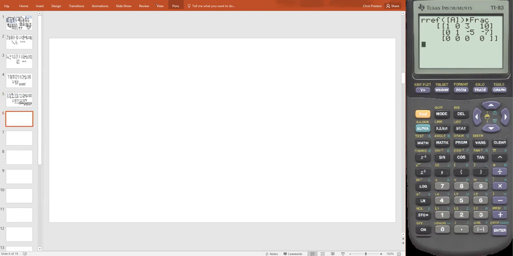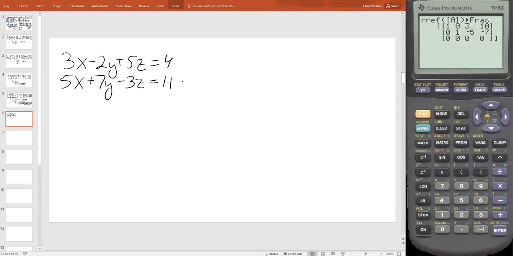And let me just make up a problem. I have no idea what this answer is going to look like, but let's say we have 3x minus 2y plus 5z equals 4, and 5x plus 7y minus 3z equals 11. I've never done this problem. We're going to do this system of equations. What we should immediately notice is I'm not going to get a single answer for this. I'm not going to get an ordered triple, and I can't because I only have 2 equations with 3 variables.